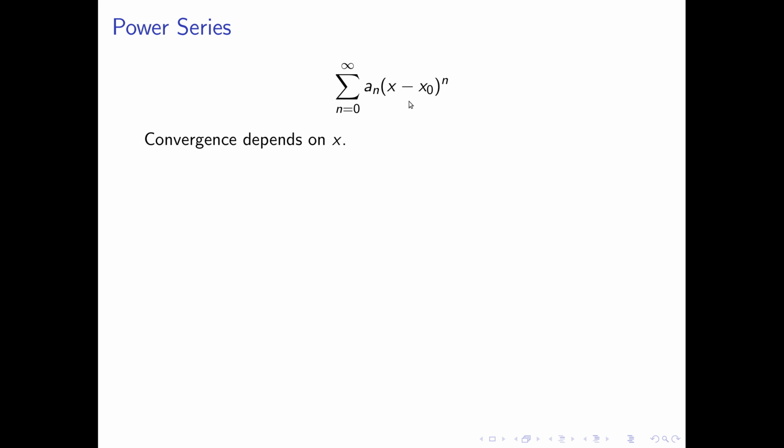So convergence in this case will depend on x, right? So depending on x, you're going to get different series. In particular, if you put in x0, what happens? All the terms are 0 except for one term, a0. a0 is going to be the only term left. So it's always convergent for x equals x0. So the question then is, is the sum convergent for any other x?